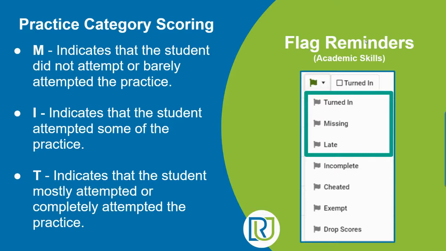So we're going to take a look at the three different marks here for the practice category. There's an M, which indicates that the student did not attempt or barely attempted the practice. An I, which indicates that the student attempted some of the practice. And a T, which indicates that the student attempted or completed the practice.